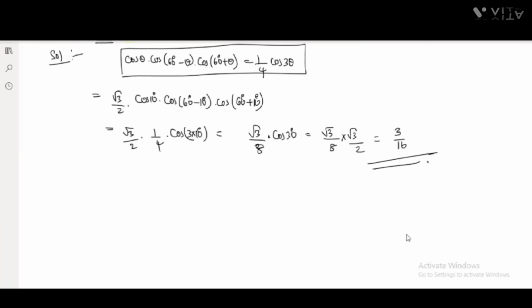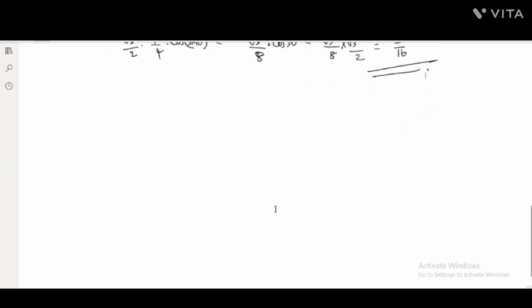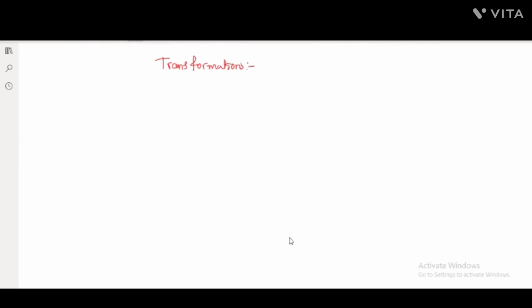So now let's see the transformations today. How can we take the transformations in trigonometry? Today's topic is transformations. So what are the transformations? Already we know sine a plus b plus sine a minus b. The result of this one we already saw in video 2 part 2.